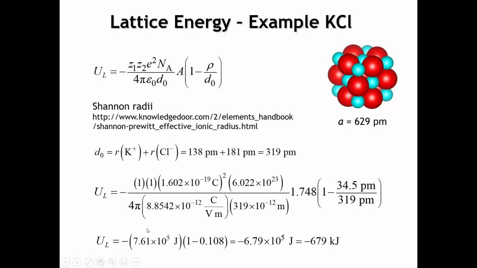You can see that if we didn't have the repulsive term, it would be minus 761 kilojoules. So the inclusion of the repulsive term reduces the lattice energy by a ballpark of about 10%. Now, we might ask ourselves, how close is that to the true lattice energy?